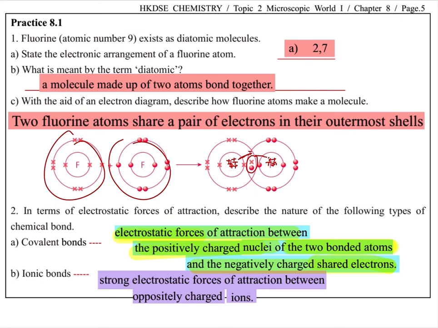And for ionic bond, they are between oppositely charged ions. So ionic bond, for example, Na plus and chloride minus. So one is positive and one is negative. They attract together. So oppositely charged ions. All right.